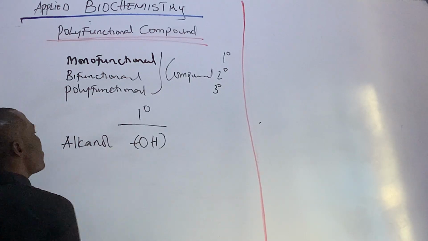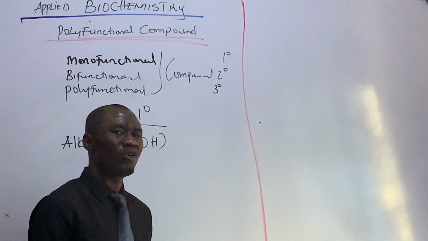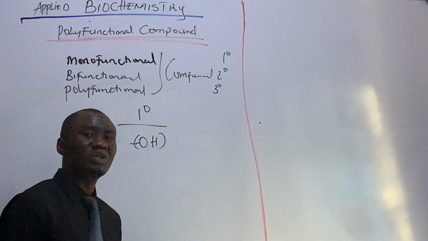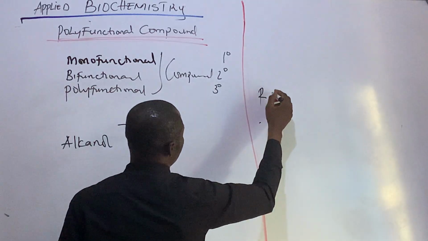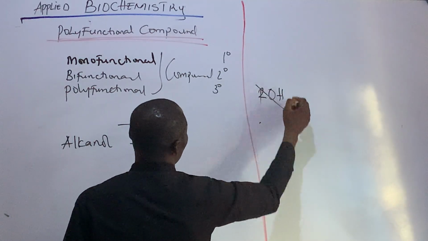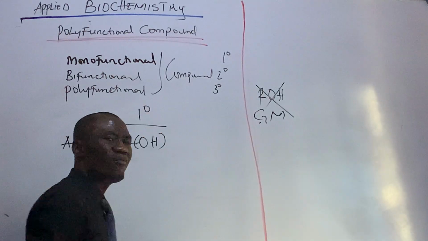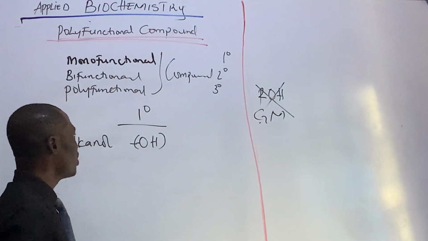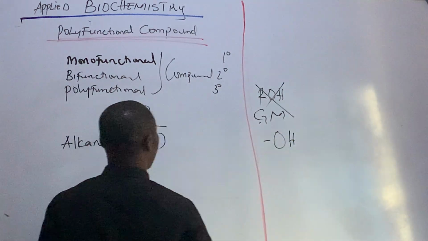Now, remember that the functional group is different from the general molecular formula. There are people who were asked to give the functional group of alkanol and they write something like this. Now, this is not the functional group for alkanol. Rather, this is the general molecular formula for alkanol. The functional group for alkanol is the hydroxyl, just like this.